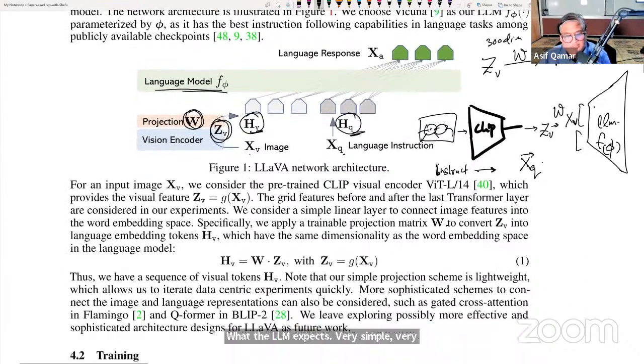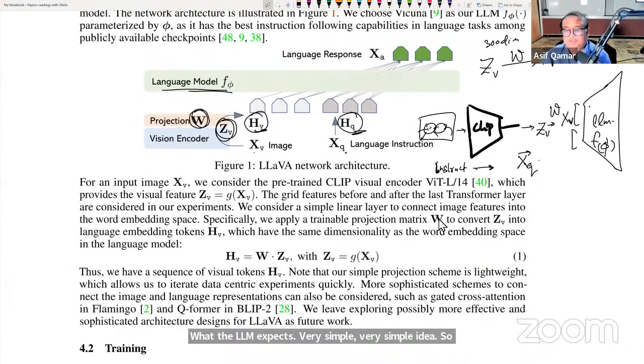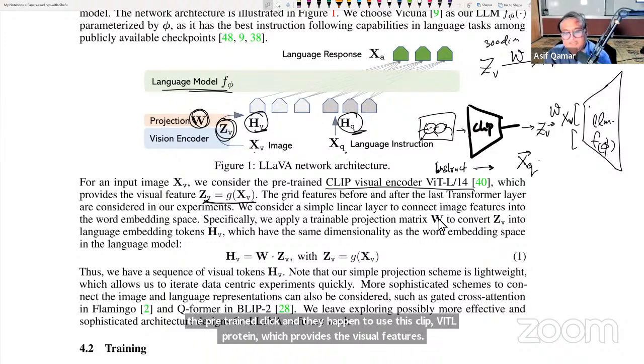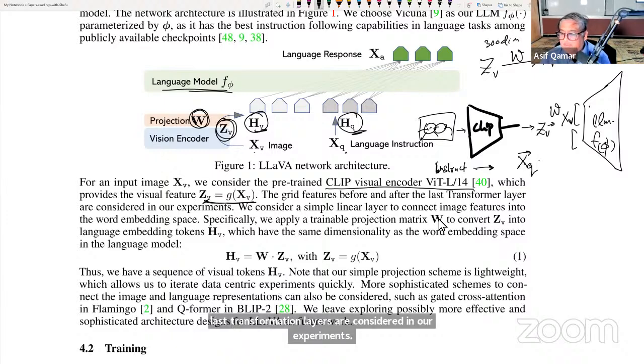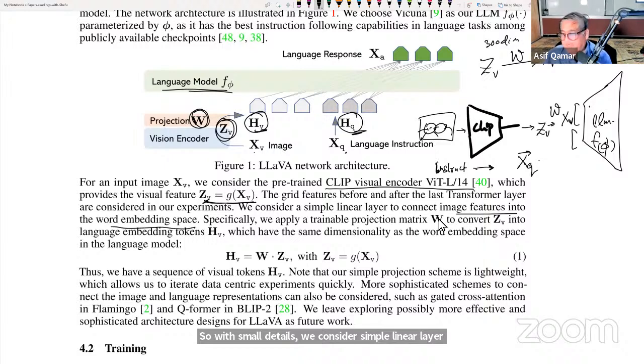So now, if you look at that, for an input image, we consider the pre-trained CLIP, and they happen to use this CLIP, ViT-L/14, which provides the visual features. So this is it. So now, what are they saying? You do this, you get this. The grid features before and after the last transformation layers are considered in our experiments. With small details, we consider a simple linear layer to connect image features into the word embedding space, because LLMs need word embeddings, right? Word embeddings of certain dimensions, let's say 1000 or 512 or whatever dimension that they want.